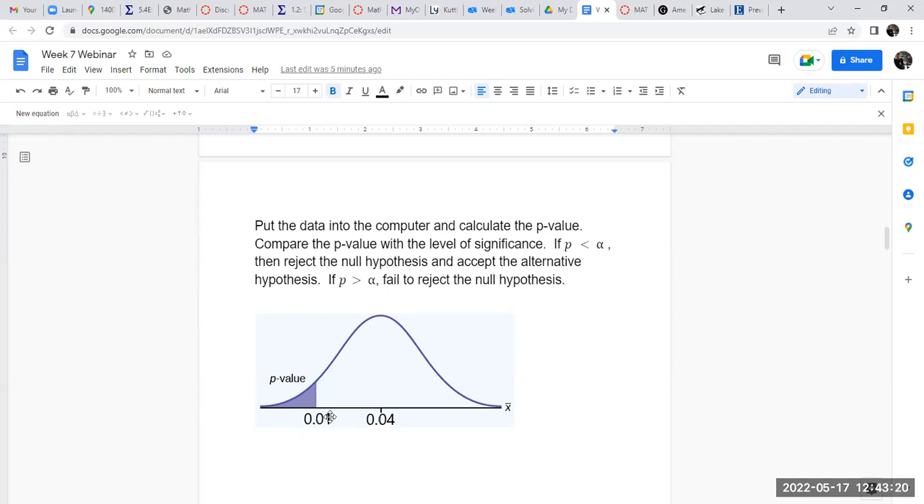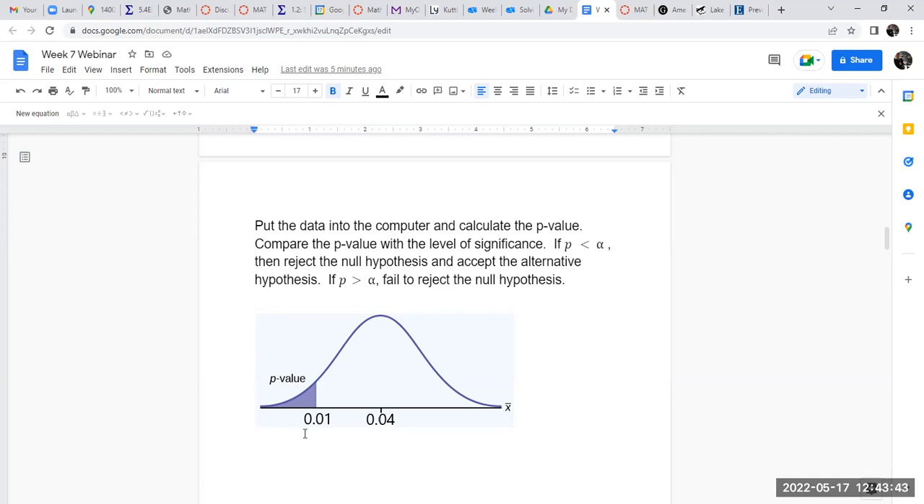And let's suppose we ended up with 0.01, which sounds better, but is it better enough? Was it just random chance? Or is it very unlikely that it would be 4% and you would end up getting 1%? Does that make sense?